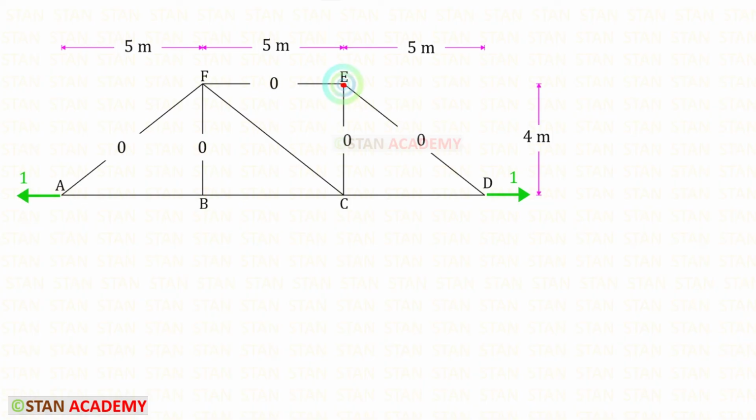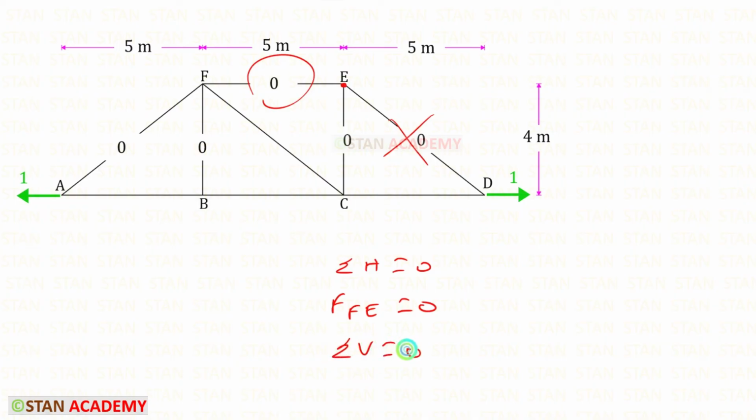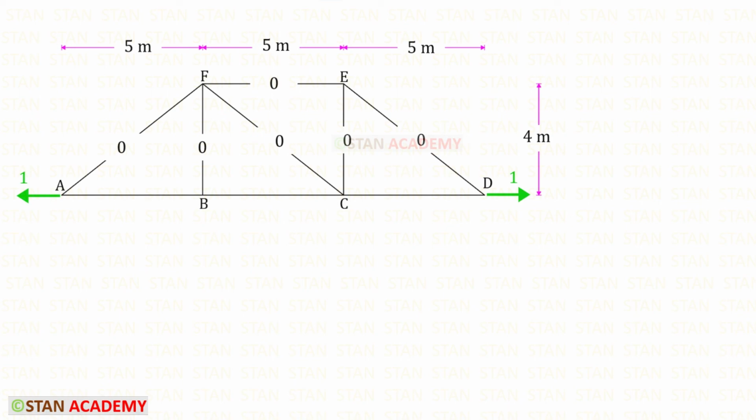Then we can take the joint E. We can apply the rule sigma H is equal to 0. This is already 0, so FFE will be 0. And when we apply the rule sigma V is equal to 0, FCE is also 0. Then we can take the joint C. We can apply the rule sigma V is equal to 0. This is 0, so this also should be 0 because there is no other vertical force.